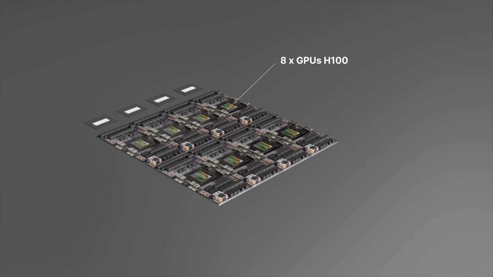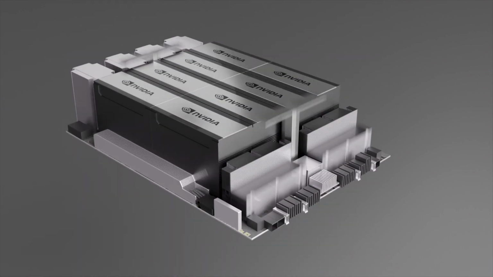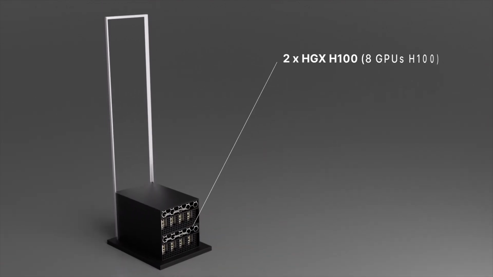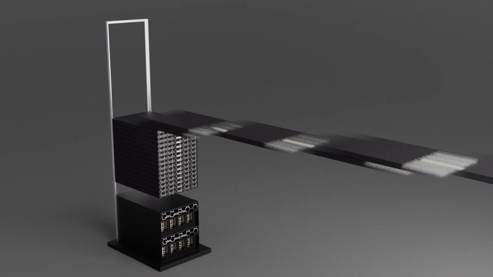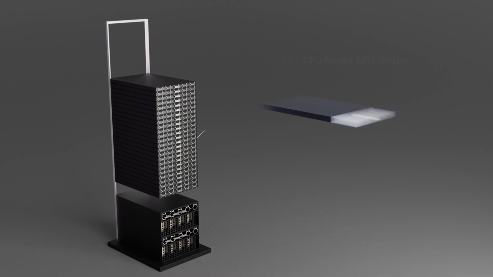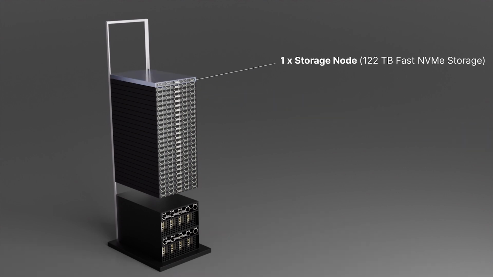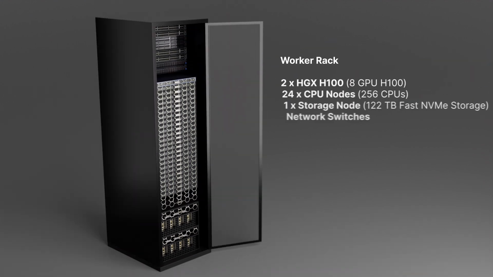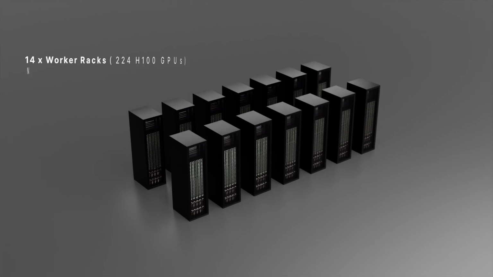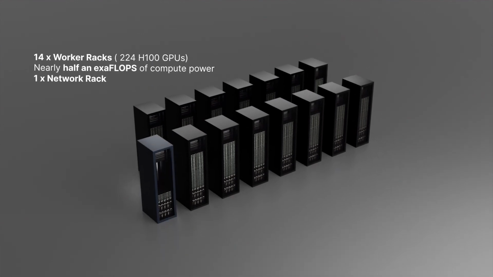Each Dell NVIDIA HGX has 8 H100 graphics processing units, and each one of our specifically designed racks is composed of 2 HGX H100s. These are connected to 24 CPU nodes with 256 CPU cores each. We have one storage node that brings 122 terabytes of fast NVMe storage. This new infrastructure brings 10 times more compute power to our engineers, creating an exascale supercomputer.